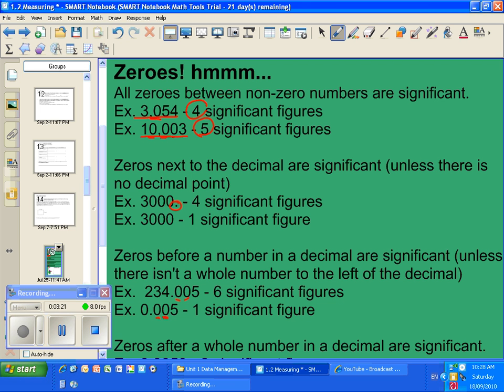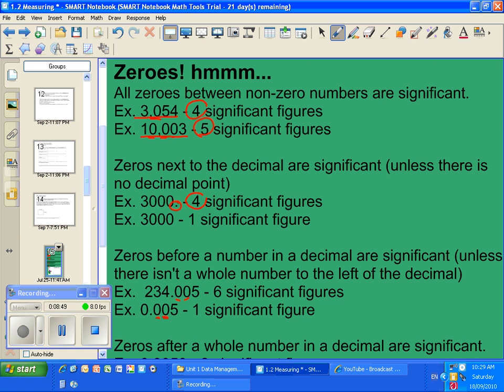Next rule, zeros next to the decimal are significant unless there's no decimal point. So here are 2 examples. The first one, 3,000, and the decimal point is at the end. So according to this rule, everything in there is going to be significant. So you have 4 significant figures. So zeros next to the decimal are always significant unless there's no decimal point.